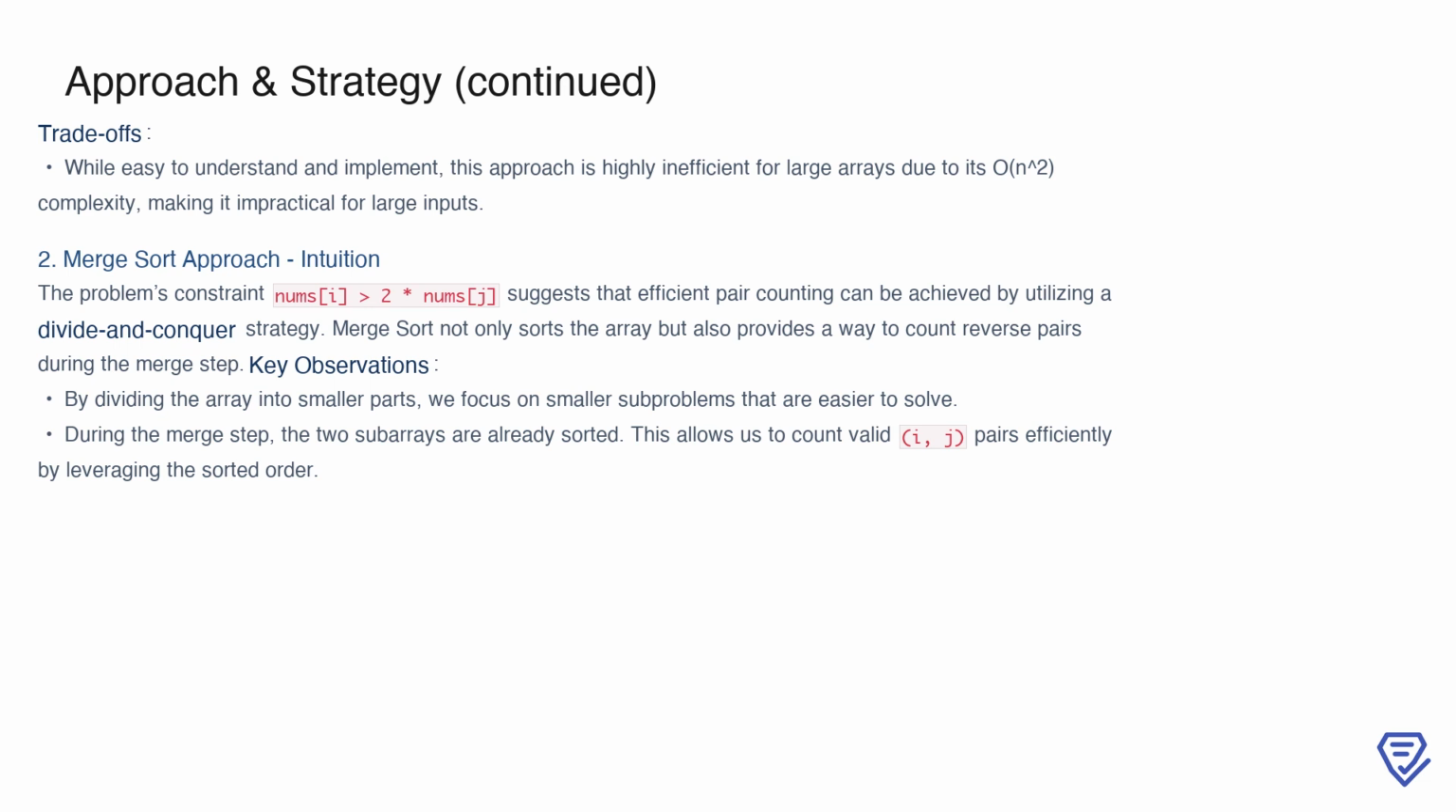A more efficient alternative is the merge sort approach, which utilizes a divide and conquer strategy. This approach leverages the condition nums[i] > 2 * nums[j] by breaking the problem into smaller pieces, solving them independently, and then combining the results during the merge step. A key observation here is that dividing the array into smaller, sorted subarrays makes it easier to count valid pairs, as we can use the sorted order to our advantage during the merge step. This reduces the computational overhead significantly compared to the brute force method.